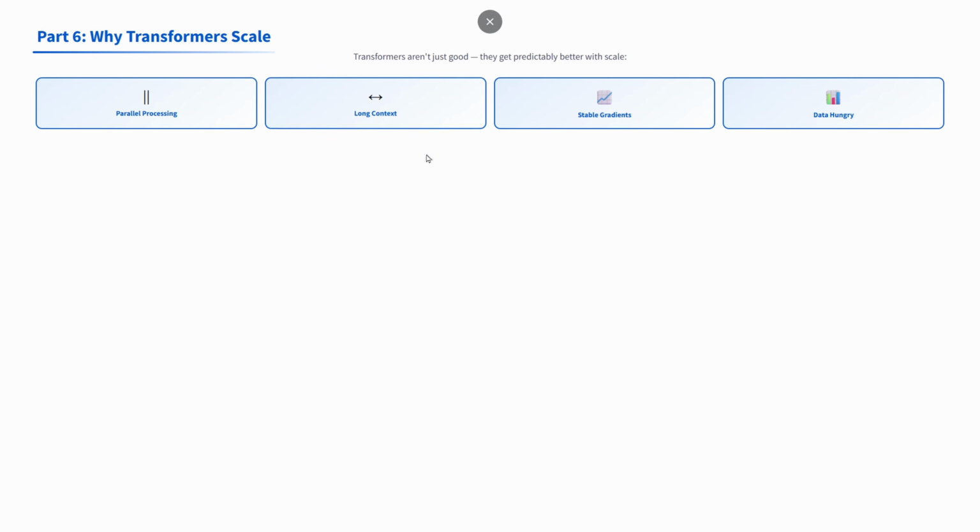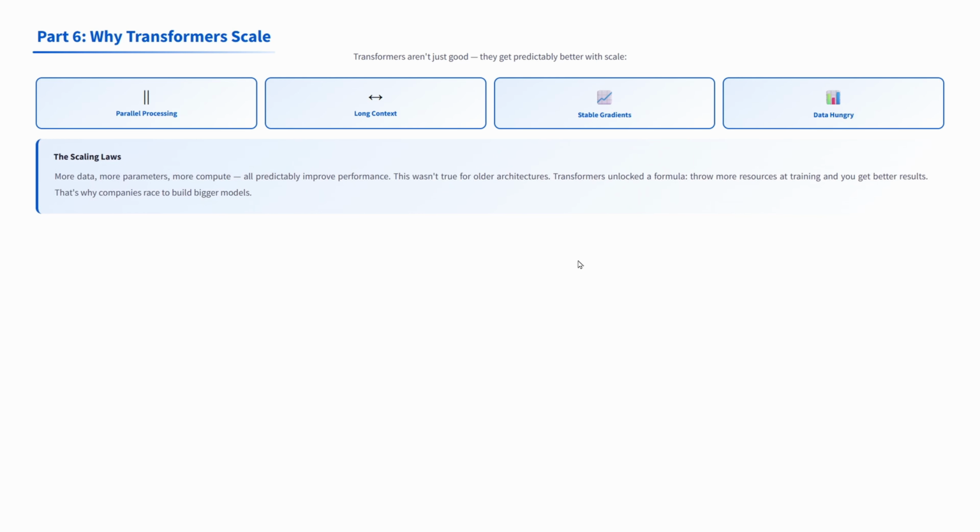Second, long context. Any word can attend to any other word regardless of the distance. Third, stable gradients. The residual connections and layer normalization keep training stable even with 100 layers. Fourth, the architecture is data hungry. It can absorb massive datasets effectively without plateauing.